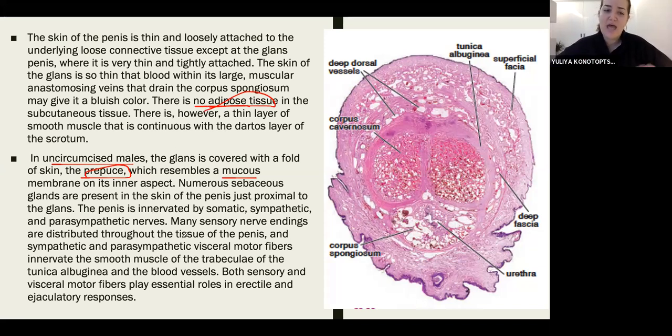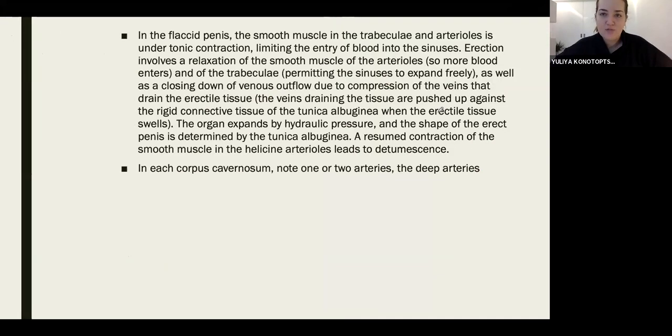Inside of the prepuce and inside of the penis, you will have lots and lots of nerve fibers. You will have sympathetic, parasympathetic, and somatic fibers, and they will all do a different kind of function. So here we're talking about erection. Technically we shouldn't talk about it, because it's covered in physiology, but let's just talk about it anyway, in case they ask you.